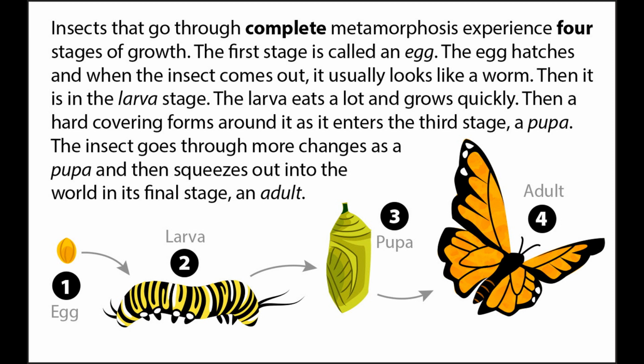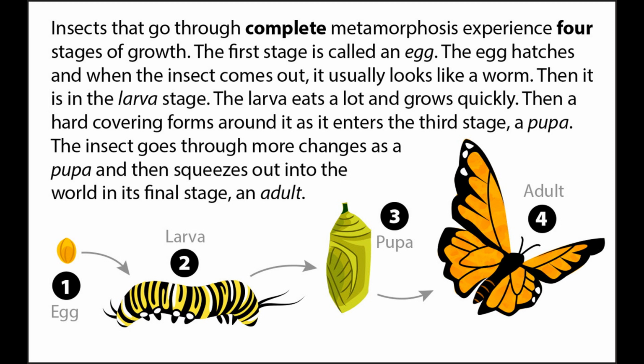And in today's lesson there are several things we want to cover. One, we want to start with metamorphosis. What is metamorphosis? Insects that go through complete metamorphosis experience 4 stages of growth. You have the egg, the larva, the pupa, and the adult.